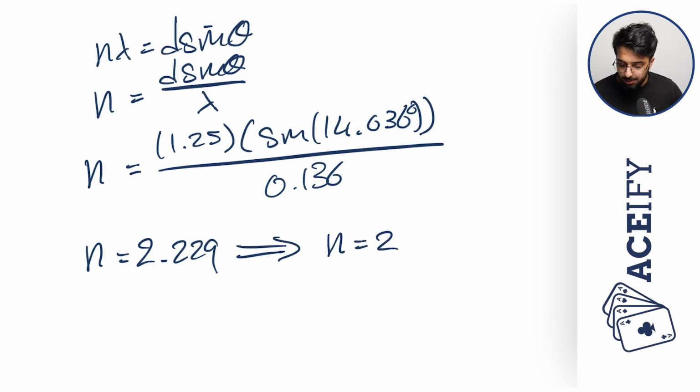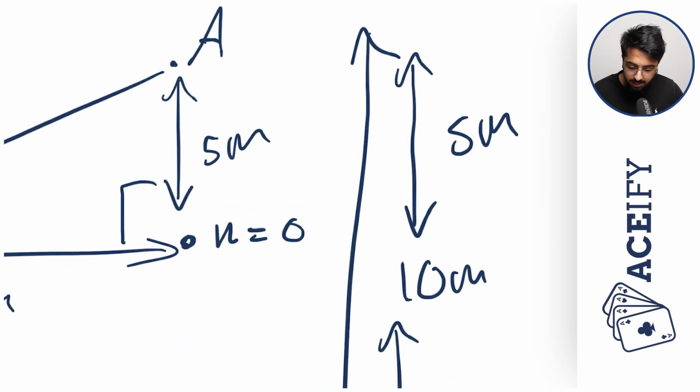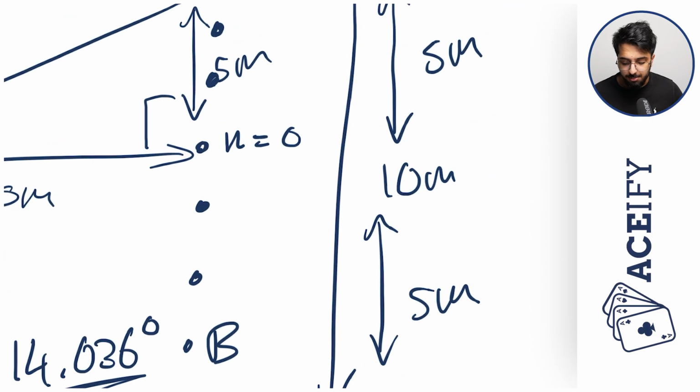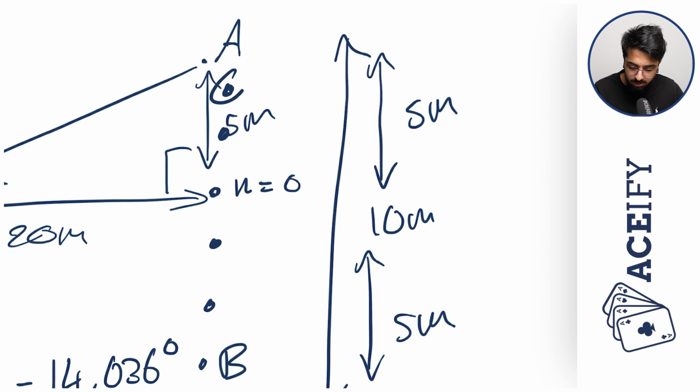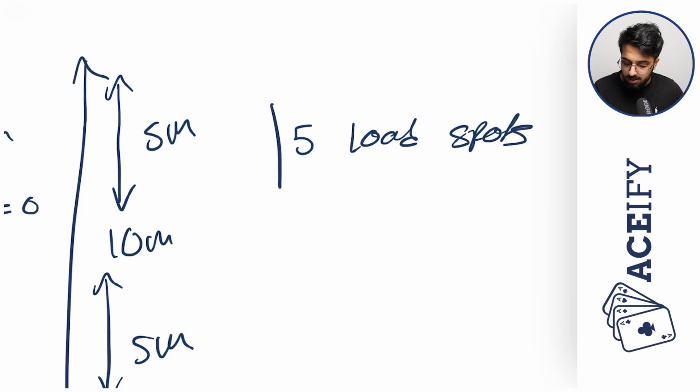Okay? And so what this means is that there will be 2 loud spots either side of the central antinodal line. And so there will be, let's say, a loud spot right here, and a loud spot right here, and a loud spot right here, and a loud spot right here, let's say, for example. And so as you can see, we have 1, 2, 3, 4, 5 loud spots in total. And so the final answer would be 5 loud spots. All right? There we go.